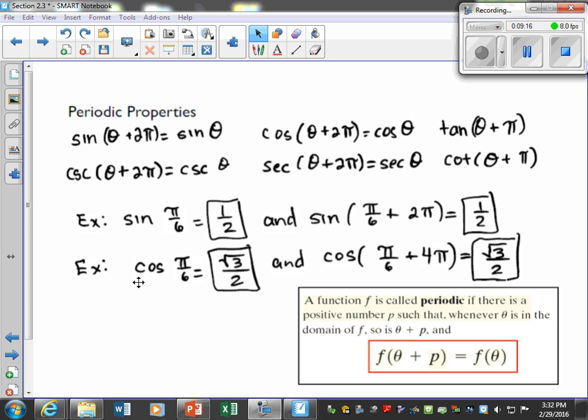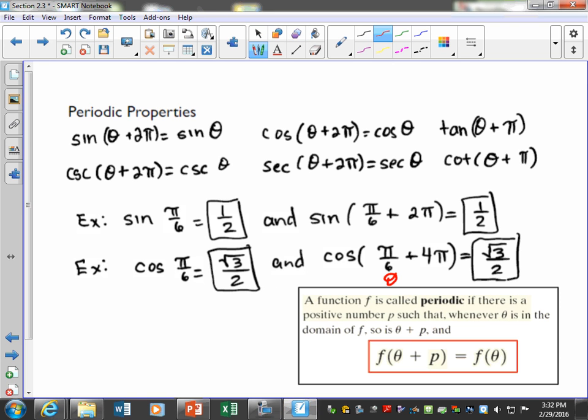And we look at a second example, cosine of pi over 6. If we look on our unit circle, that's going to be square root of 3 over 2. Okay? And in this format, theta plus p, well, this is just 2 times around the unit circle. So it's going to be the same evaluation as the cosine of pi over 6, which is just going to be square root of 3 over 2.